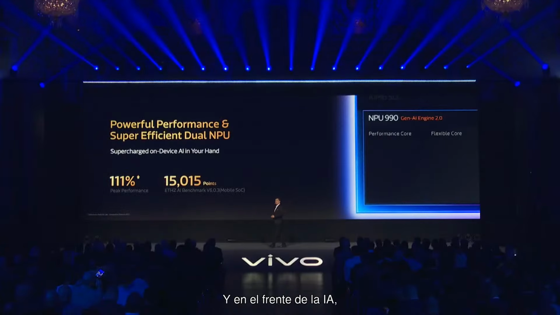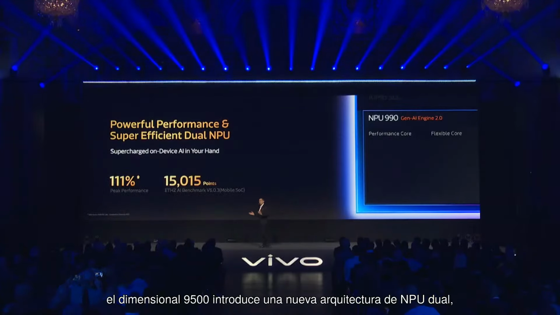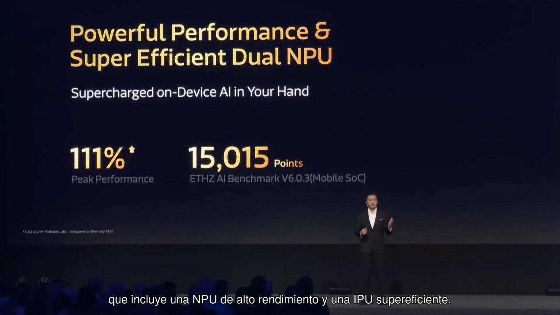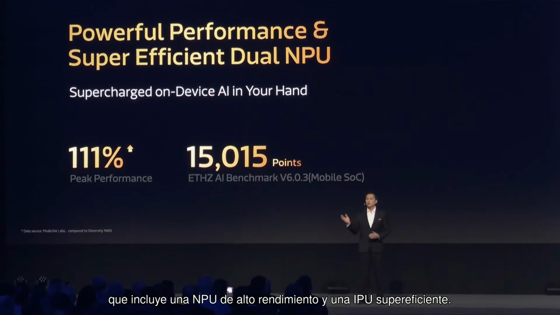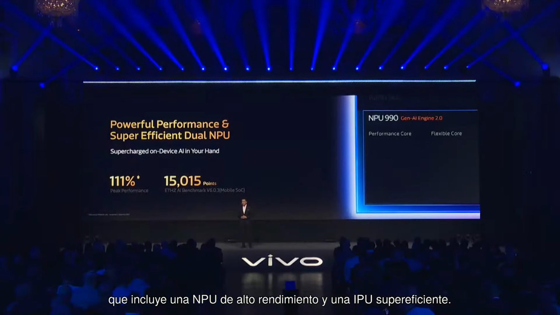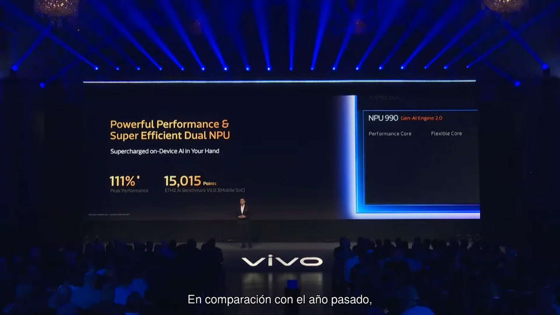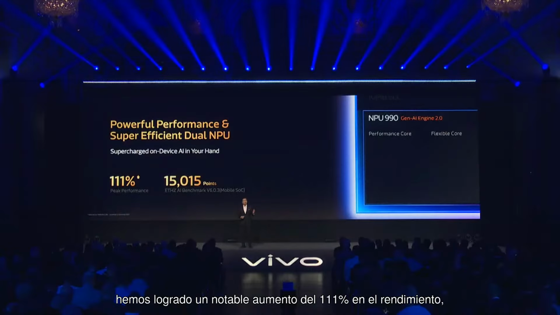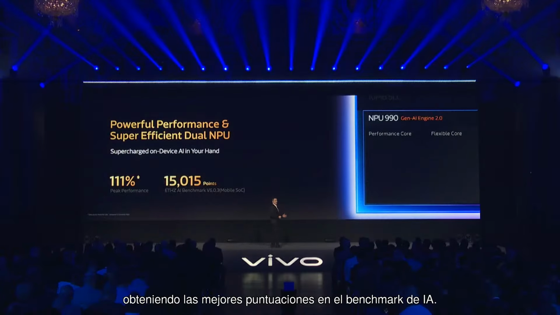And on the AI front, the Dimensity 9500 introduces a new dual NPU architecture featuring both a high-performance NPU and a super efficient APU. Compared to last year, we have achieved a remarkable 111% increase in performance, earning the top scores on the ETHZ AI benchmark.